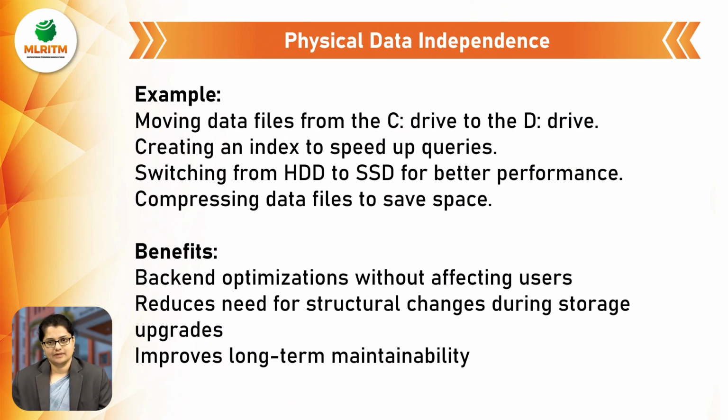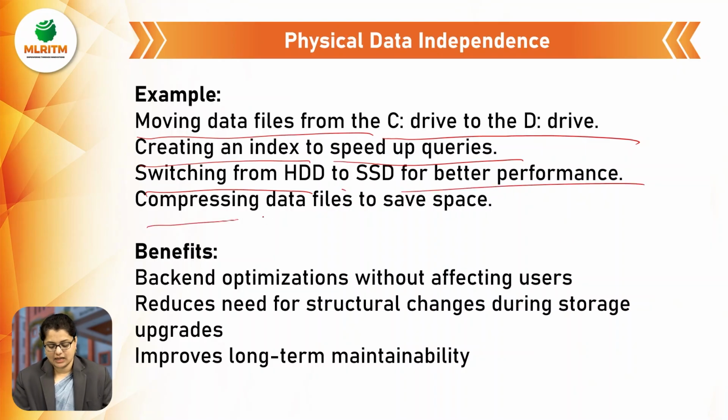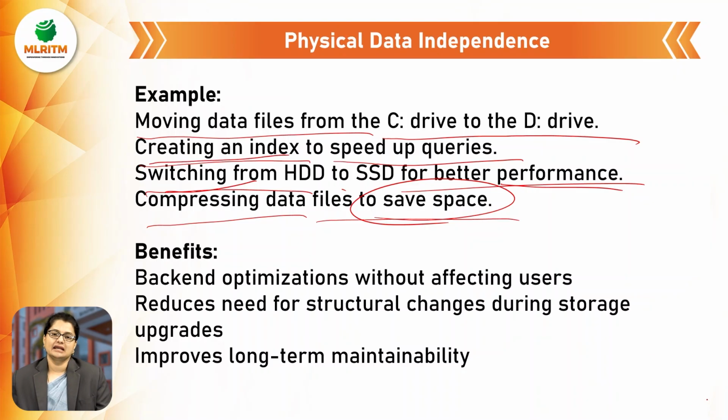And next, what are the examples of physical data independence? Moving a file from the C drive to the D drive, creating an index to speed up queries, switching from HDD to SSD for better performance, and compressing data files to save space. So at the physical level, we can compress space, and when switching from one storage to another, it can give better performance to the user. When we create an index, we can speed up queries, and when we move a file from one drive to another drive, the data itself is not changed.